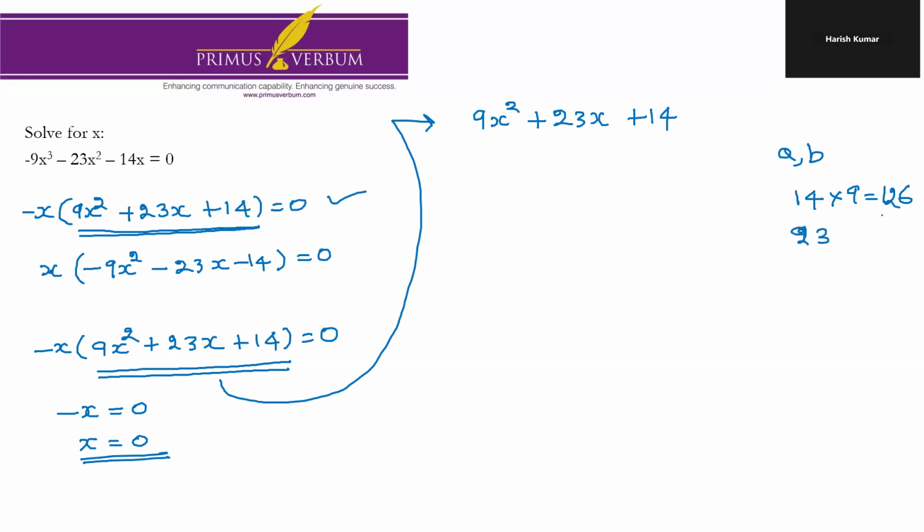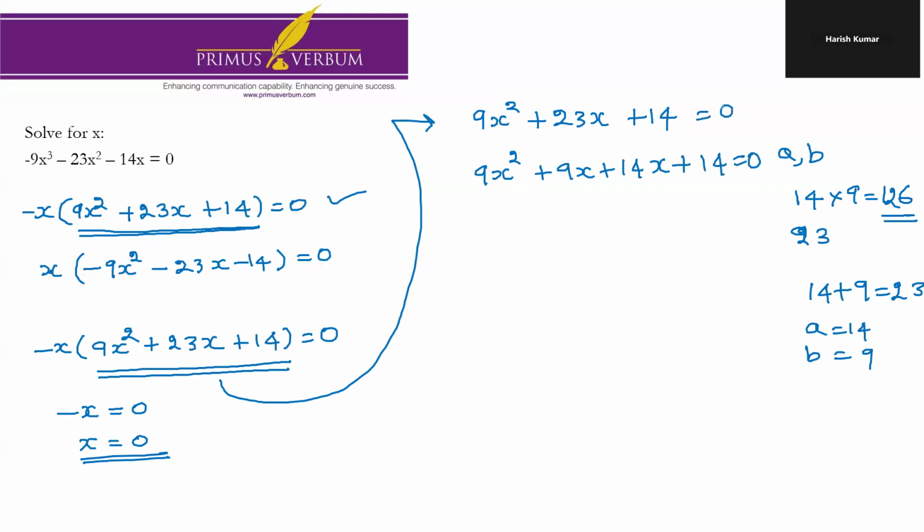Okay, so we need to find the factors of 126, but we are lucky here. We see that 14 into 9 gives us 126, and 14 plus 9 gives us 23. So I can just take a equal to 14 and b equal to 9, and then go ahead and do it. So I can split the middle term as plus 9x plus 14x plus 14 equal to 0. Of course, we have to put an equal to 0 here.